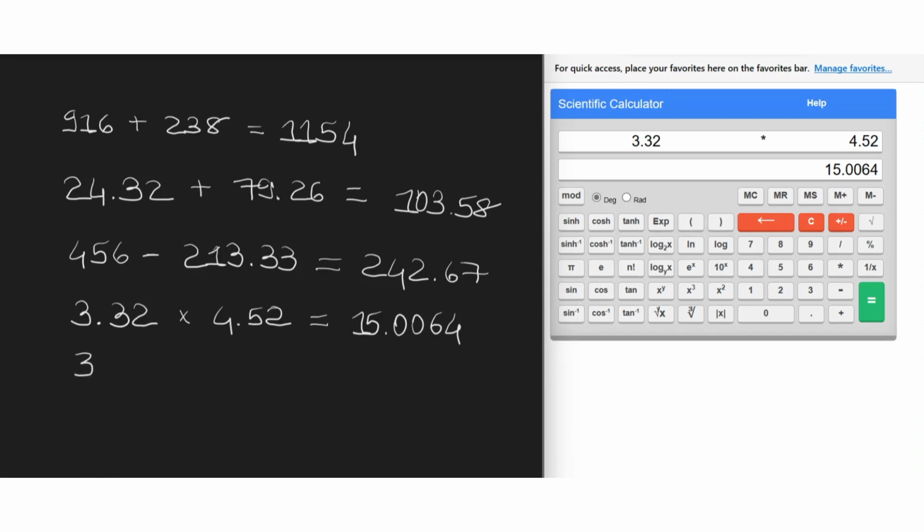Then let's say we're having another calculation which is 334 into 428. So 334, then multiplication sign 428 and equal to. We get that 142952.